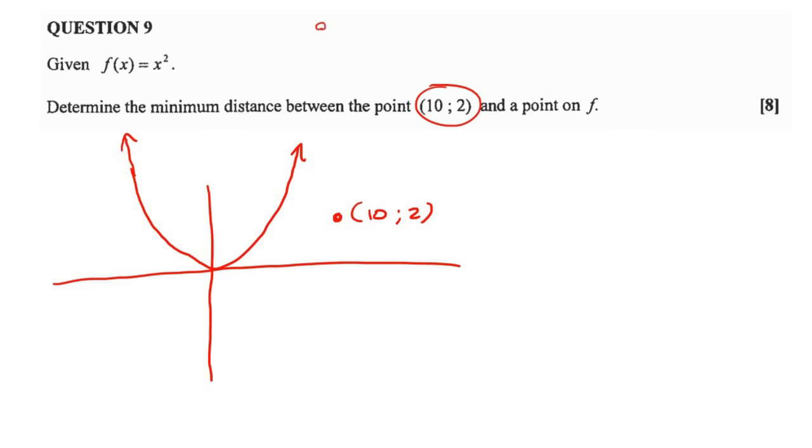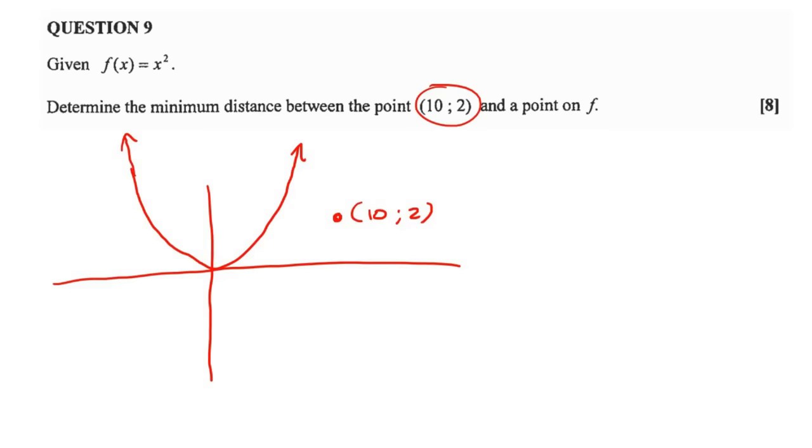way up. So the 10 and 100 would be somewhere way up here. So the point's going to be somewhere over there. But that's not even that important. Now, what they say is determine the minimum distance between the point and a point on F. So we don't know where the point on F is. Maybe it's over here. Okay.